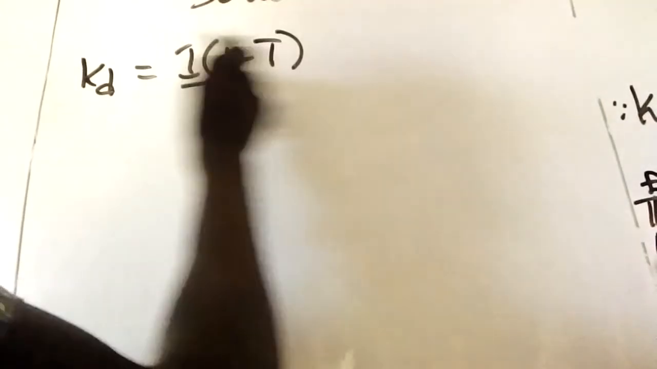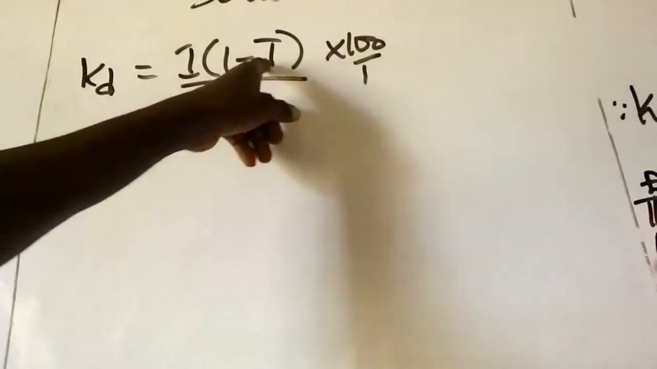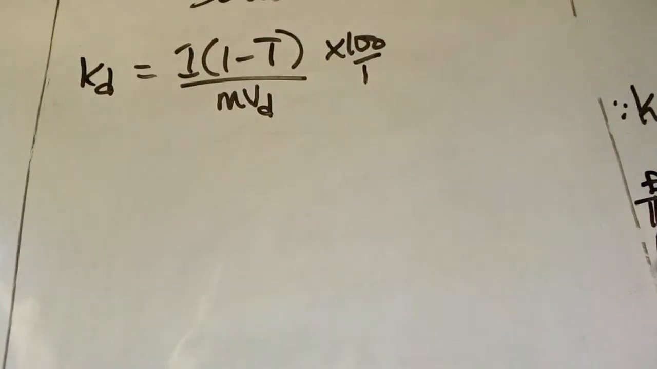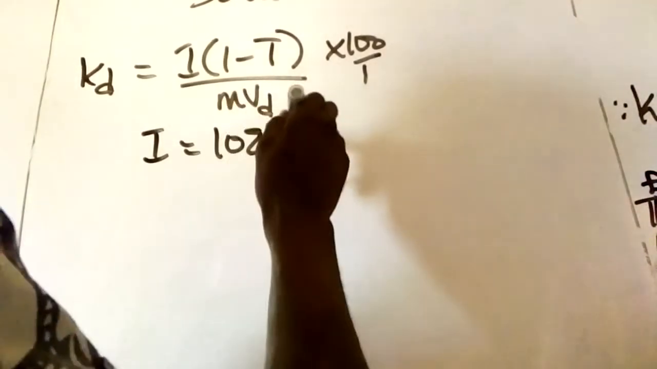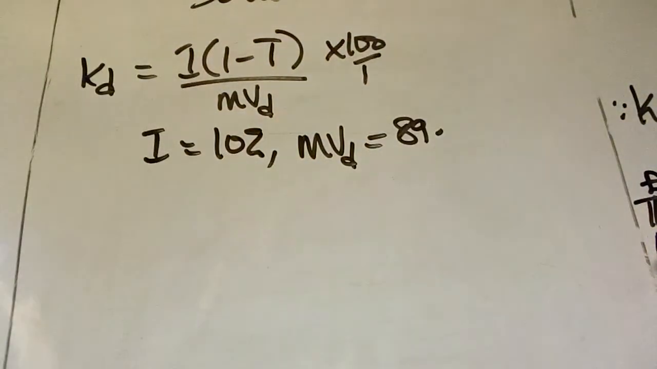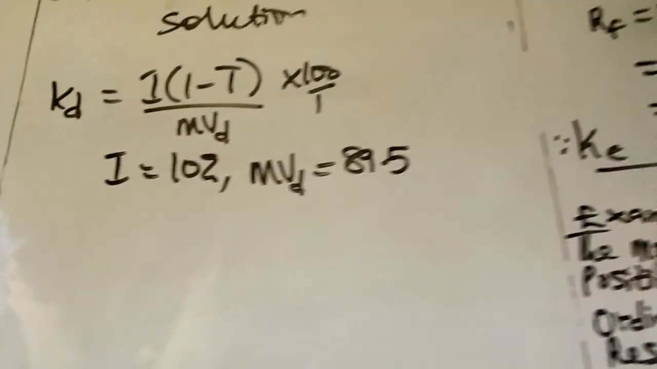So this debenture, we want to assume it is an irredeemable debenture. I've told you that the formula for the cost of an irredeemable debenture is interest into 1 minus tax rate over market value of debenture ex interest multiplied by 100 over 1. Where there is no tax, then you have I over market value times 100. That is the formula for calculating the cost of an irredeemable debenture. Interest rate is given to be 10%. The market value is 89.5 ex interest. That is the market value of the debenture.